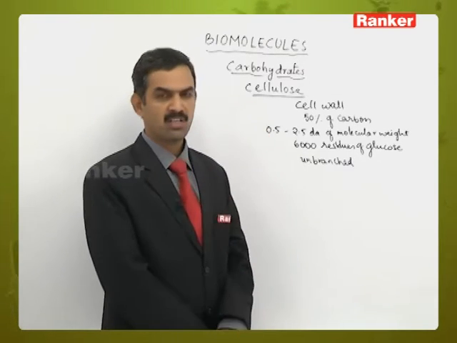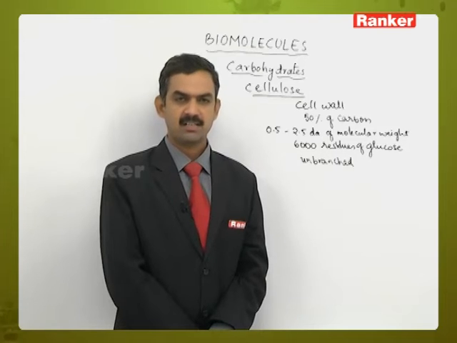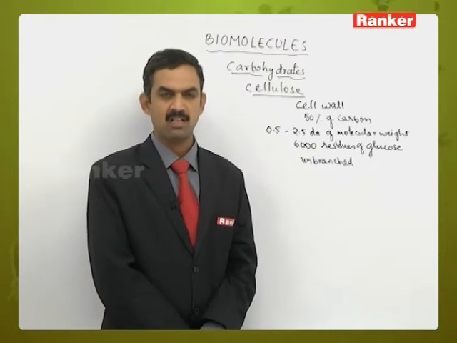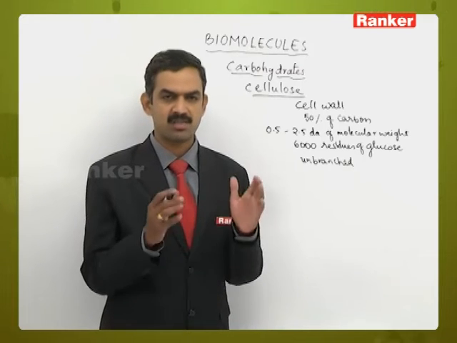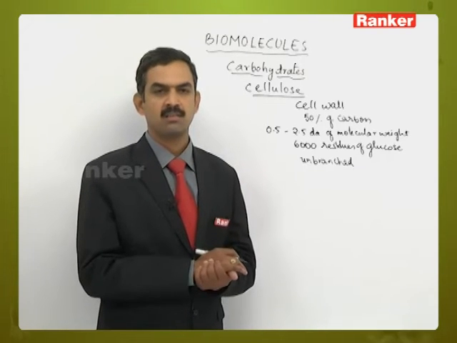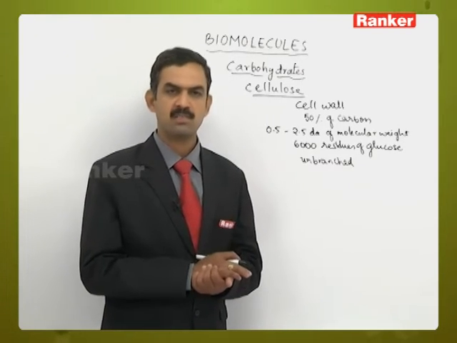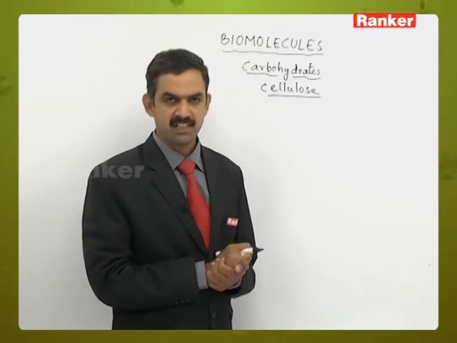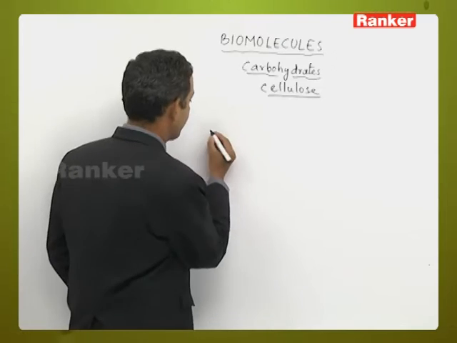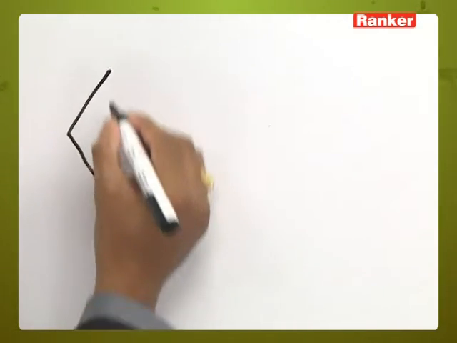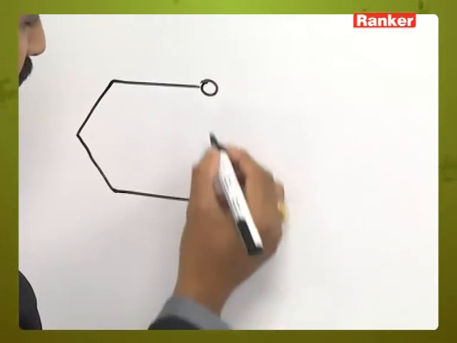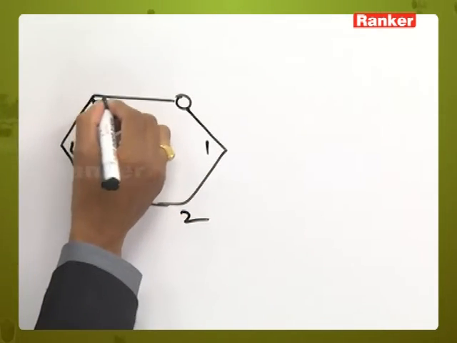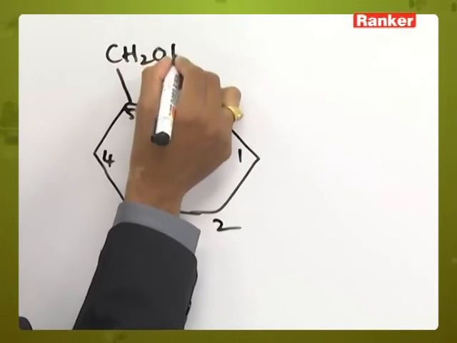So cellulose is the major constituent part of the structural unit of a plant cell, because the cell wall is a major structure which is made up of this cellulose. In cellulose also the angle is 180 degrees, where if you see the structural organization, the repeated units of glucose are present. So this is the furanose structure of the glucose. The first carbon, second carbon, third carbon, fourth, fifth carbon, and the CH2OH group is present.